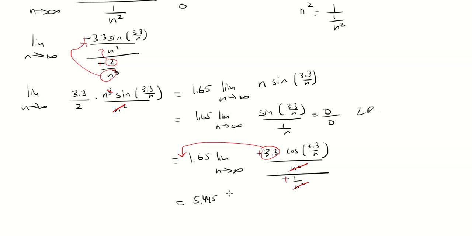5.445, and then the limit as n approaches infinity of cosine 3.3 over n. Now as n approaches infinity, 3.3 over n goes to 0. Cosine of 0 is 1, so we're just left with 5.445 as our limit.